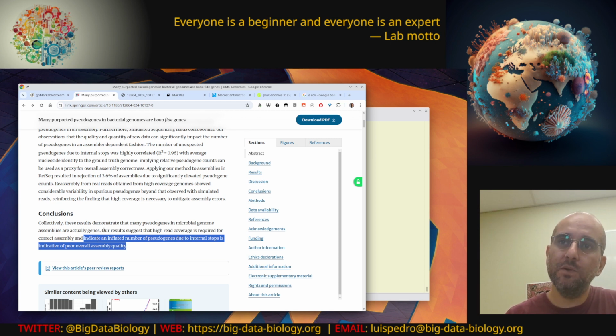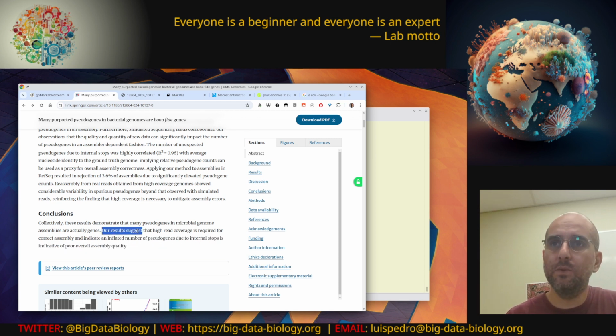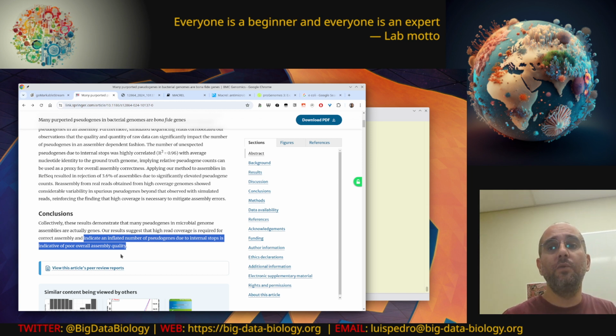And as part of their conclusions, they write, this is the last sentence of the conclusions: "Our results suggest that high read coverage is required for correct assembly." Okay, we agree there. And then next: "and indicate an inflated number of pseudogenes due to internal stops is indicative of poor overall assembly quality." And so this half sentence here is the basis of this project that we're going to be developing in season 2 of EOS.